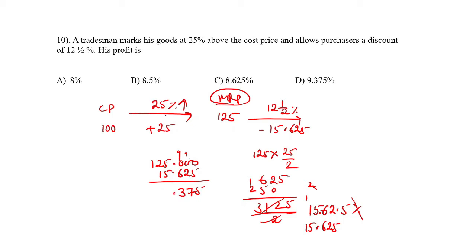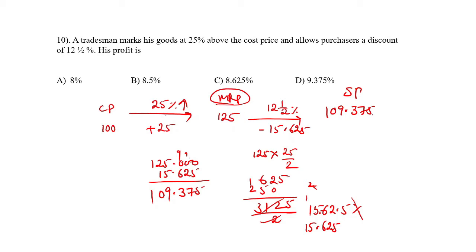Then here 4 is there. 14 minus 5 is 9. 1 minus 1 is 0. 1. 109.375. This is the selling price, after the 12.5 percentage discount on this market price.